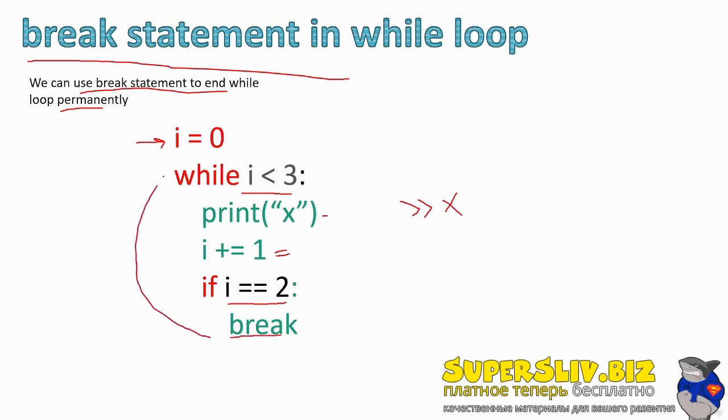Again it will go to the beginning. So I is equal to 1. It is still less than 3. So it will print x again. Again it will add 1 to the I. Now I is equal to 2. So now this condition is true. So now it will run break statement. So it will end the while loop permanently without going to the beginning.